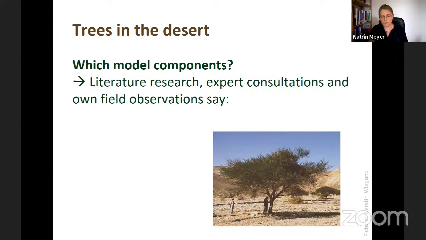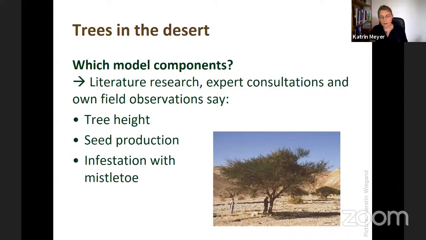This was a study conducted mainly by Kerstin Wiegand, the head of our group. And all of these together said that the main model components which should not be simplified away are tree height, seed production, and infestation with mistletoe. Mistletoe is a parasitic plant, for those who don't know that.